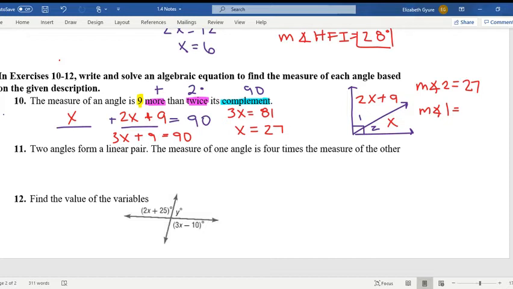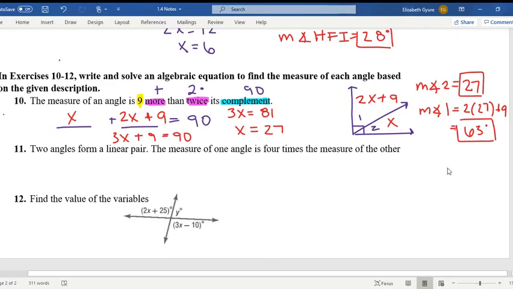So if I did just go ahead and plug it in here, one of them is 27, the other is 2 times 27 plus 9, which is going to give me 63 degrees. So either way. Okay. And then number 11 says two angles form a linear pair.